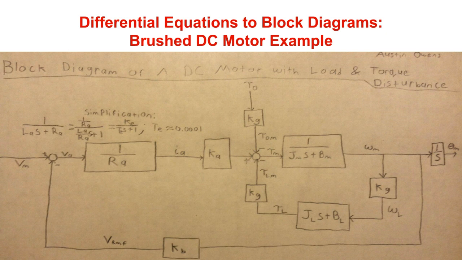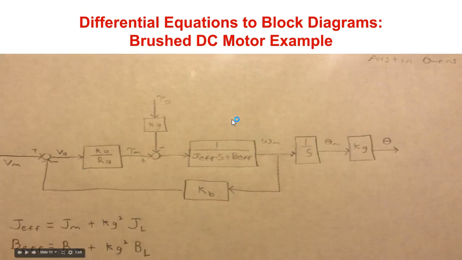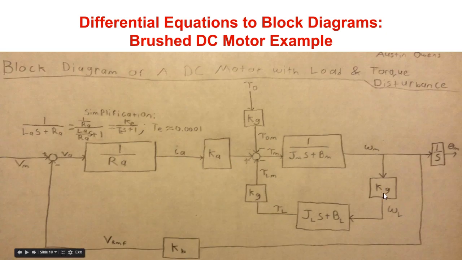So remember how before I said that we can reduce the blocks to make a much simpler system? Well, we can reduce all of this into a simpler system. If I go to the next page, you can see that's exactly what I did. I did a couple of things here. All I did was, this is all in one line. So kg times this, and then kg times this. So kg squared times all of these, the polar moment of inertia and the viscous friction.